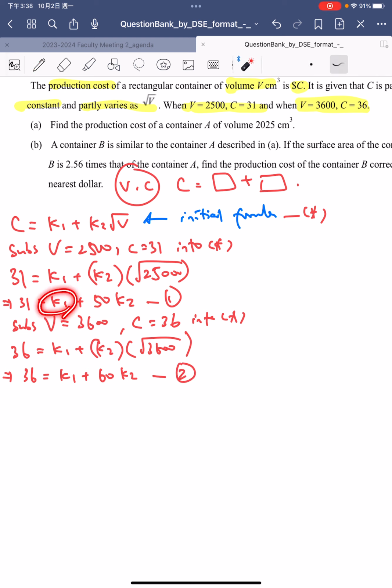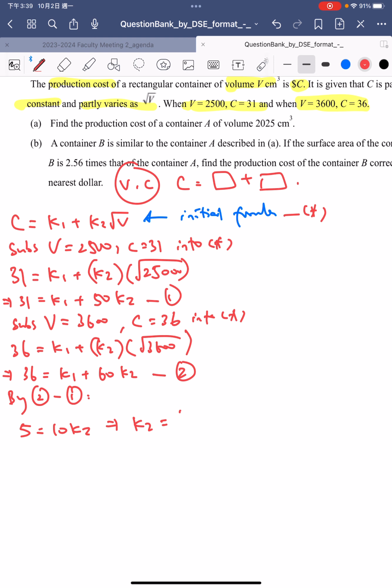So you can see that we still have this K1 here. If you just subtract them, then K1 will be eliminated. So we take equation 2 minus equation 1, which means we use 36 minus 31 to get 5, and 60 K2 minus 50 K2 will give you 10 K2. Then doing the simplification by dividing 5 by 10, we have K2 is equal to a half. So K2 is equal to a half.